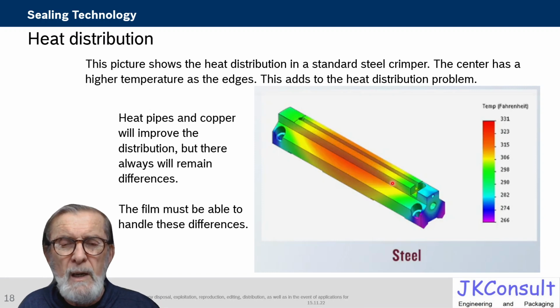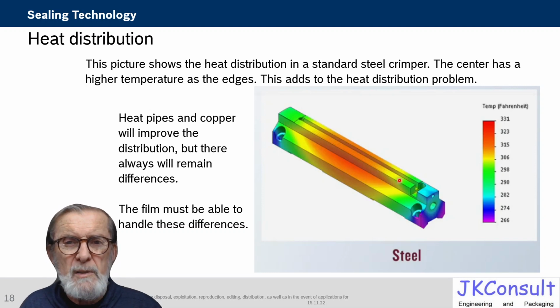Now on top of that comes another issue, that if I have a crimper and I want to heat up to 140 degrees, of course these ends will cool down compared to the center. Now you can use copper because that has better heat transport, so it will be more even. You can use heat pipes, but there always will be differences from the ends to the center, and that is something else films have to handle.